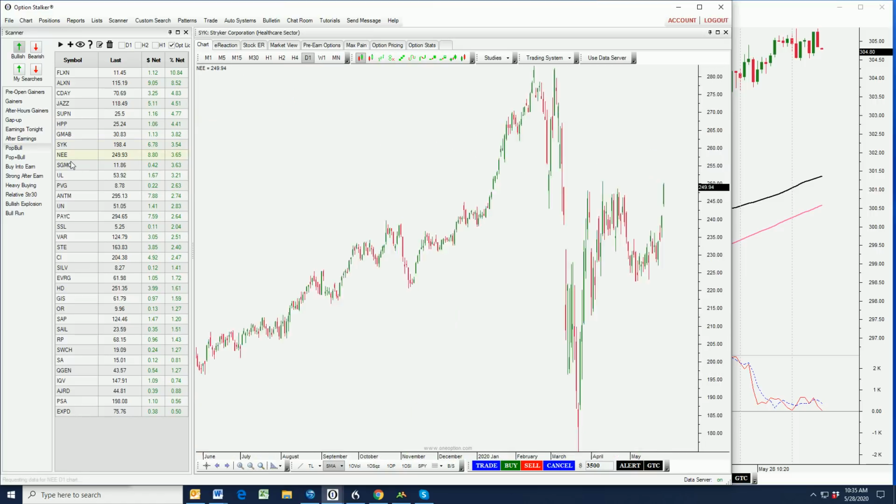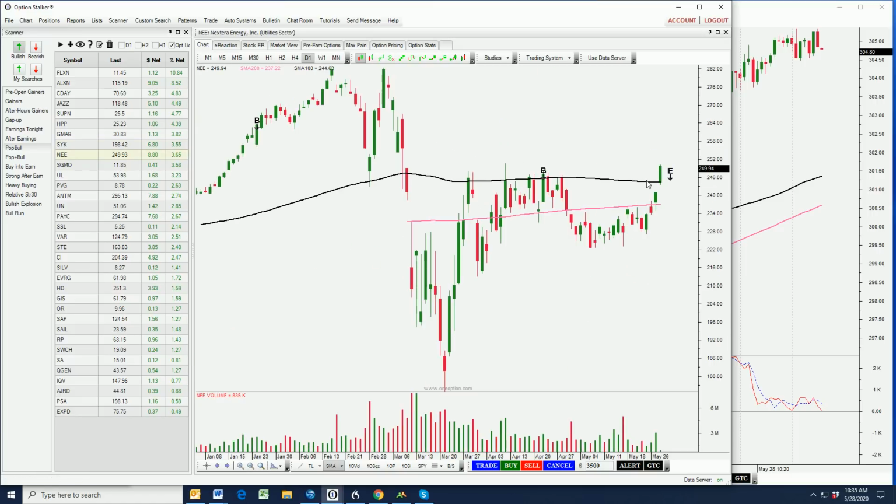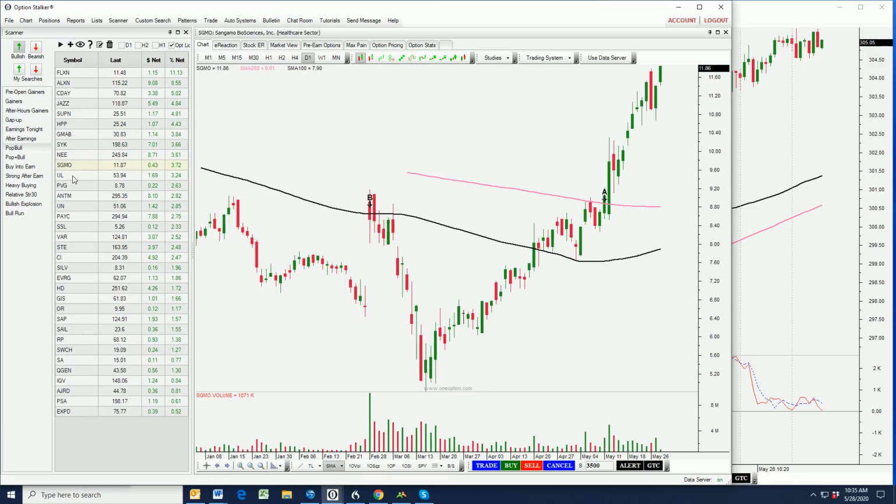And let's keep going down this list. NEE, this is actually really nice. I like that. Look at that horizontal resistance right at the 100-day moving average. You can see the stock poke through the 200-day yesterday. Now it's trading on its high of the day. NEE, Nextera Energy, really like it. This could be the one that I highlight today. And I'll just do a stock trade. It may not be an option play that we have today. If I see something I like, I'll highlight it.